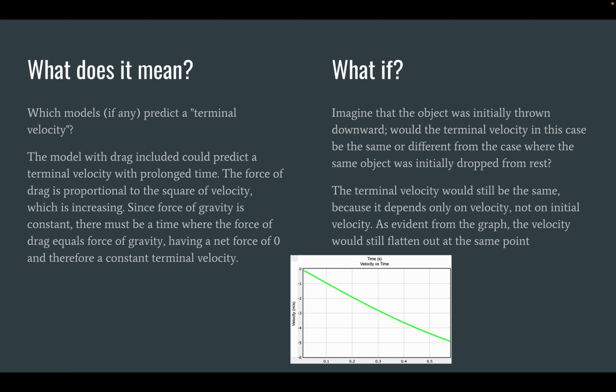So, what if the object was initially thrown downward? Would the terminal velocity in this case be the same or different from the case where the same object was initially dropped from rest? The terminal velocity would still be the same because it depends only on velocity, not on initial velocity. As evident from the graph, the velocity would still flatten out at the same value, but it would happen faster.